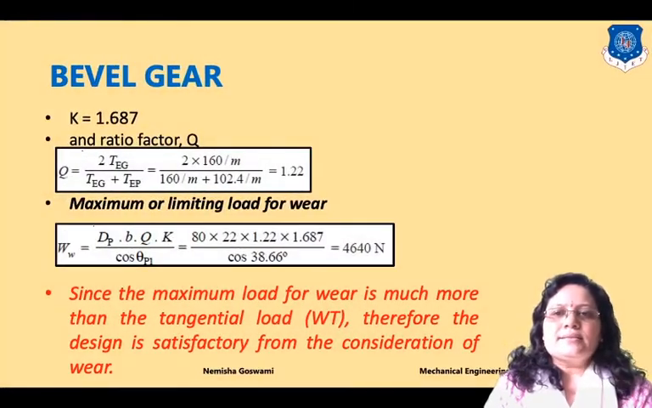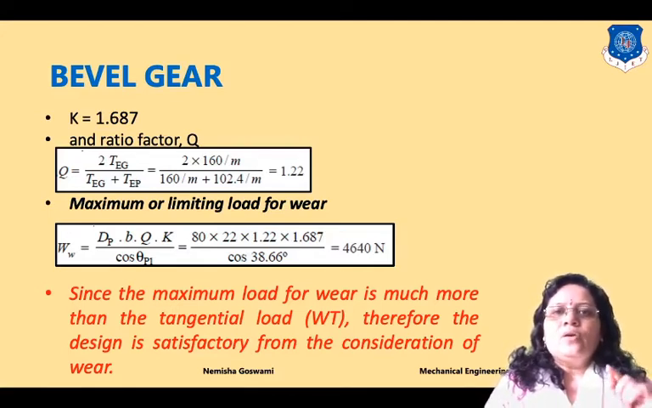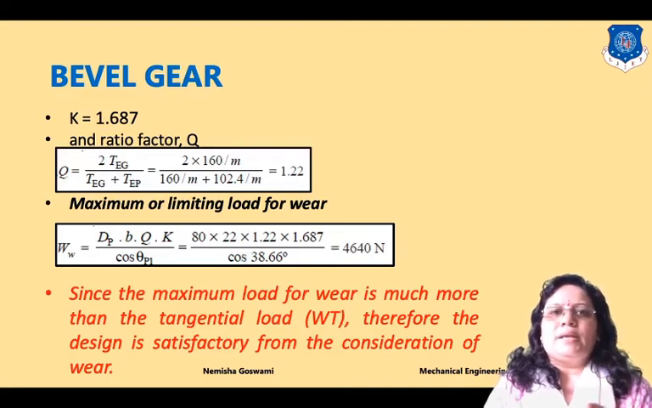And what is the next step? After finding the load stress factor, you can find the ratio factor, which is indicated by capital Q. And capital Q is given by 2 times the equivalent number of teeth on the gear, divided by the number of teeth on gear plus the number of teeth on pinion. So we have all the data, we just have to put in these values. So we can find out 1.22.